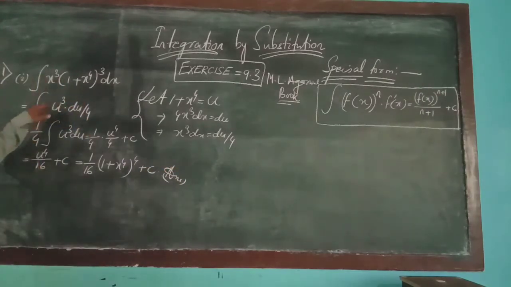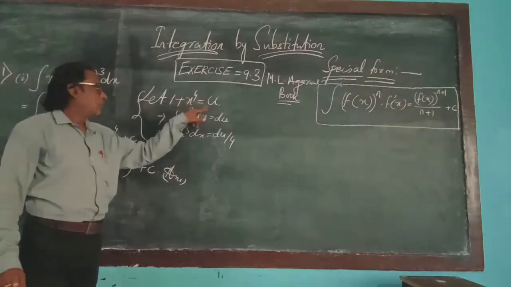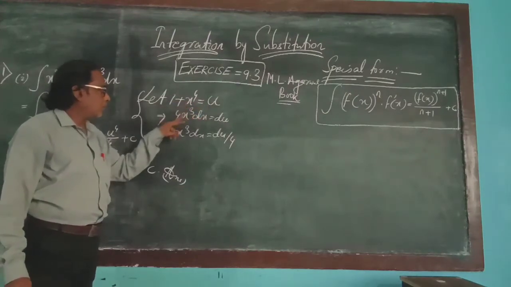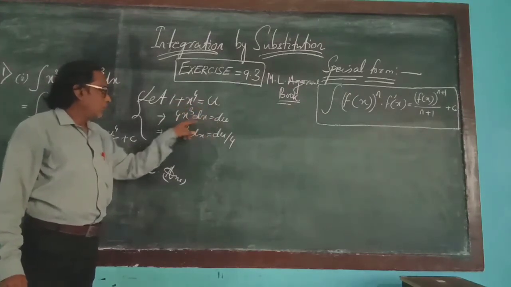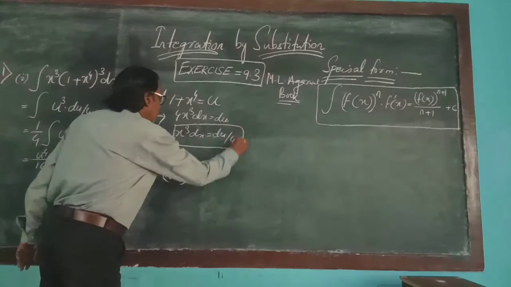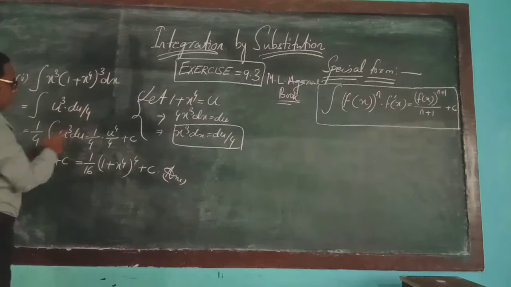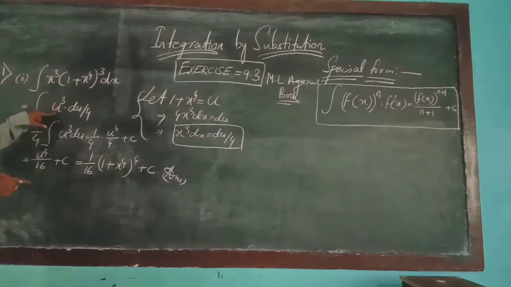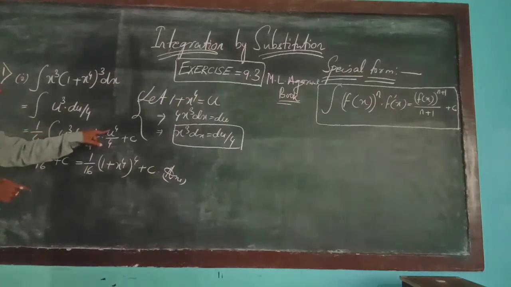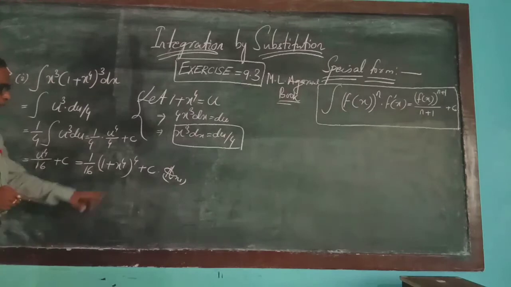Let us see again. I am taking 1 plus x to the power 4 as u. The derivative of 1 is 0. It will be 4x cube dx equal to du. Then x cube dx will be du divided by 4. This value you have to substitute here. Okay. x cube dx is du by 4 and this is converted to u cube. As per the formula, u to the power 3 plus 1 is 4 by 4, and this 1 by 4 is already taken outside. Final answer will be 1 by 16, 1 plus x to the power 4 whole to the 4 plus c.